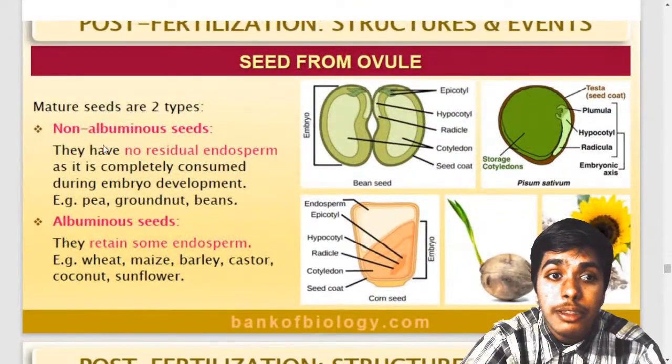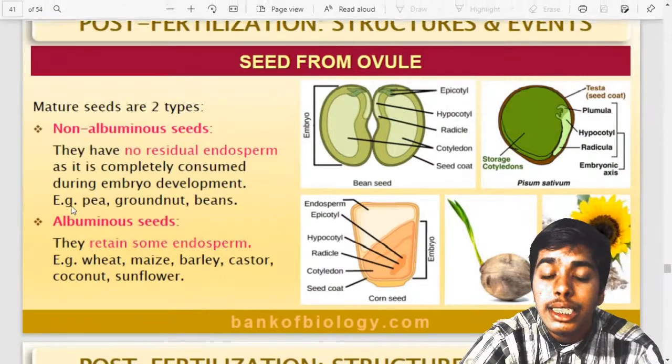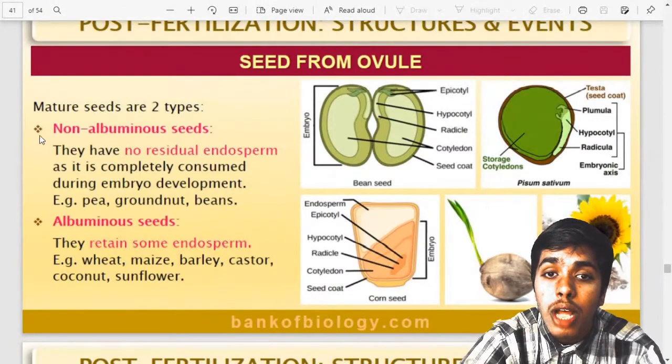Seeds are of two types, non-albuminous and albuminous. Non-albuminous means they have no endosperm, while albuminous means they have endosperm that is not completely consumed during embryo development. During embryo development, what is completely consumed? Endosperm. What are the examples? Examples of non-albuminous seeds are pea, groundnut and beans. And albuminous ones: wheat, maize, barley, castor, coconut and sunflower.